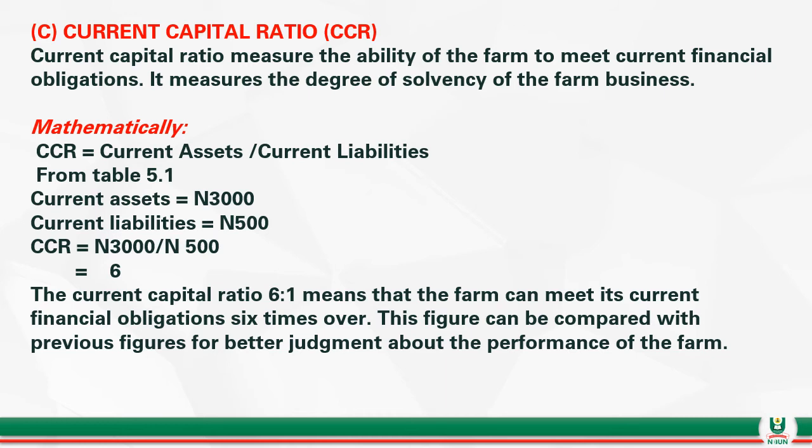Mathematically, current capital ratio is equal to current assets over current liability. We are still using the same example. Current assets are equal to 3,000, while current liability is equal to 500 naira. So the current capital ratio will be 3,000 over 500, which gives us 6. So the current capital ratio here is 6:1, which means that the farm can meet its current financial obligation 6 times over. This figure can be compared with a previous figure for better judgment about the performance of the farm.